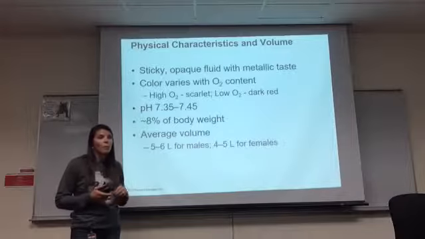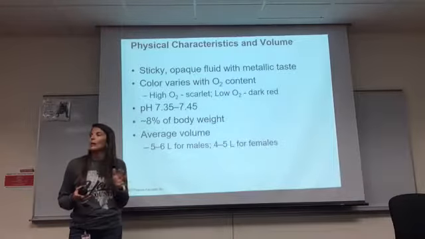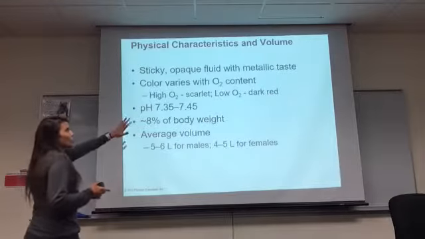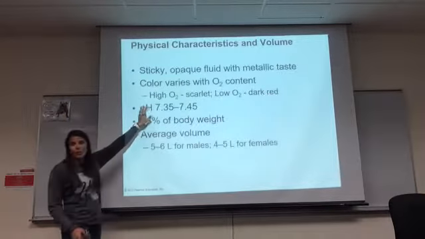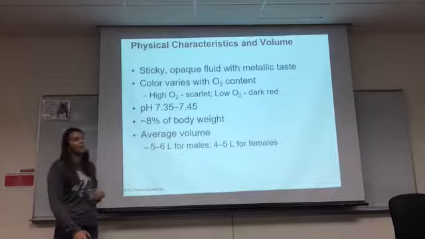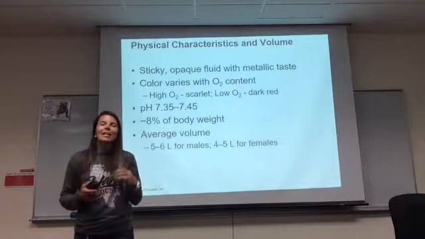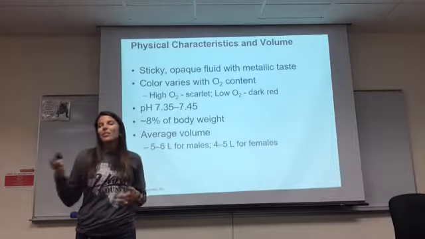So a lot of people will say, oh, it's blue blood. No, it's not. You only have red blood. It just depends on what shade of red, whether or not your oxygen levels are high or low. The pH of your blood should be around 7.3, 7.4, 7.5, 7.2.